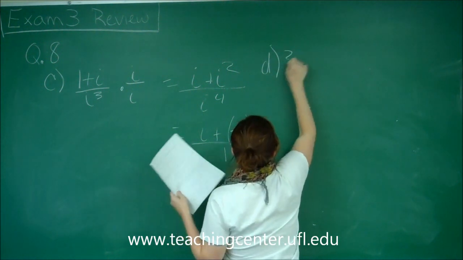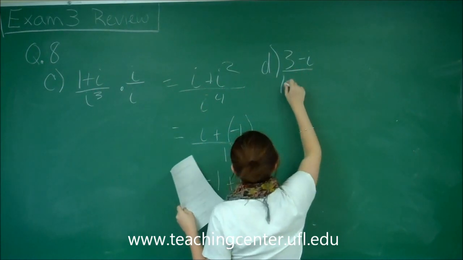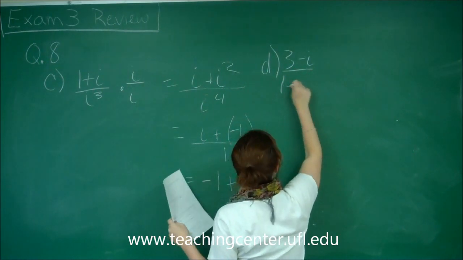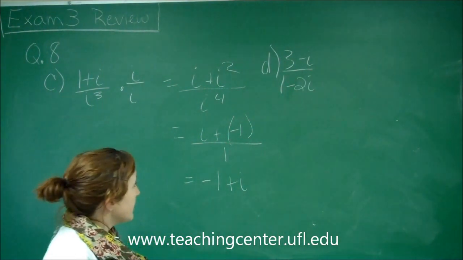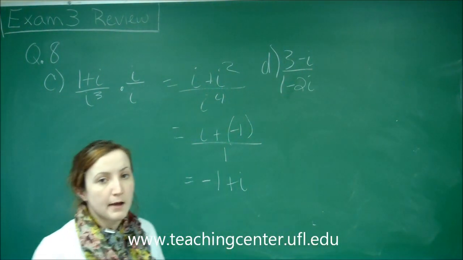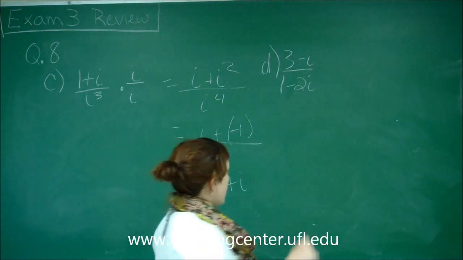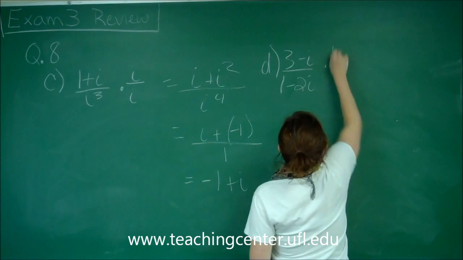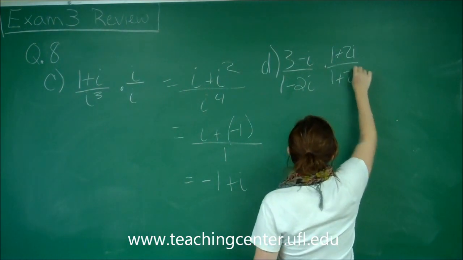3 minus i over 1 minus 2i. And so what we're going to do here is multiply the top and bottom by the conjugate of the bottom, the complex conjugate of the bottom. So that's going to be 1 plus 2i over 1 plus 2i.